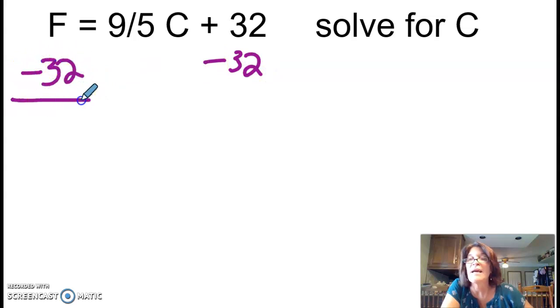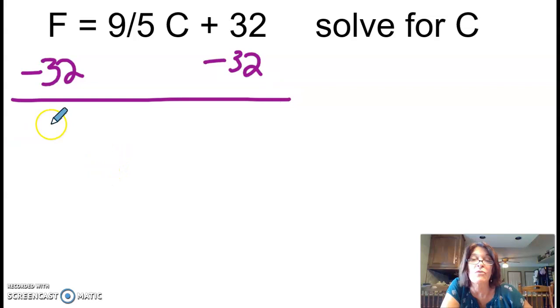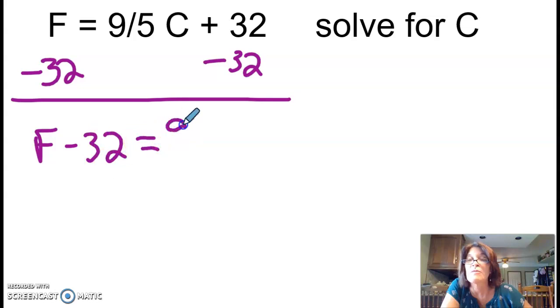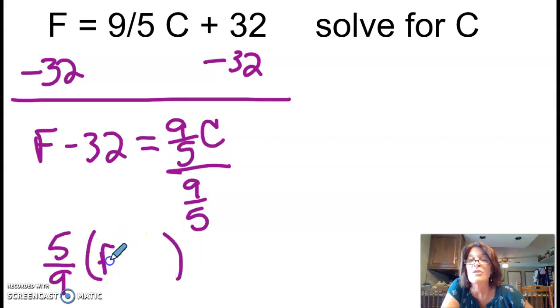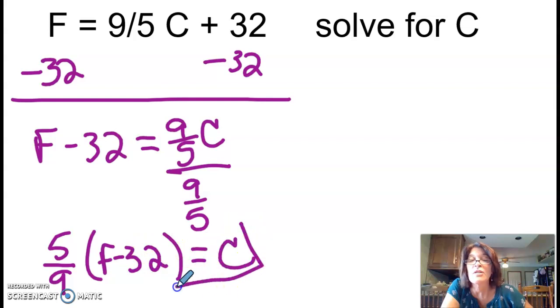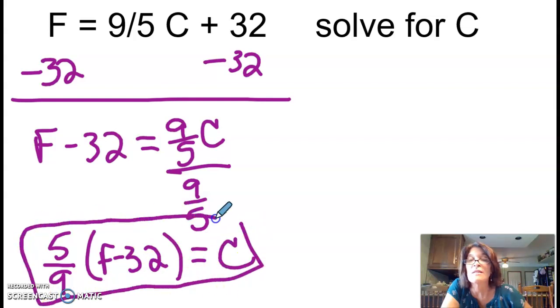I can't take F minus 32 because I don't know what F is. So I just write F minus 32, okay? I can't actually do that subtraction. Then I'm left with 9/5 times C. To get rid of anything multiplied by C, I divide by it. Now, dividing by 9/5 is the same as multiplying by 5/9. So I'm going to multiply the F minus 32 by 5/9. And that will be the equation solved for Celsius.